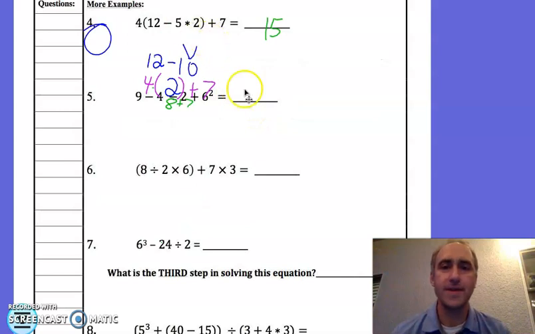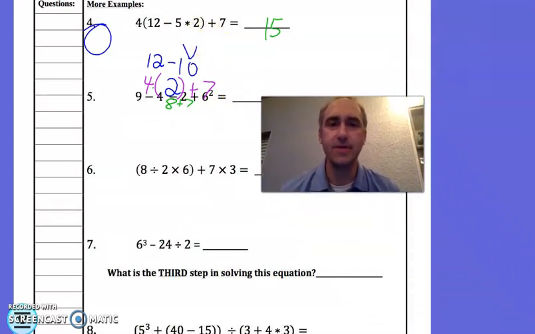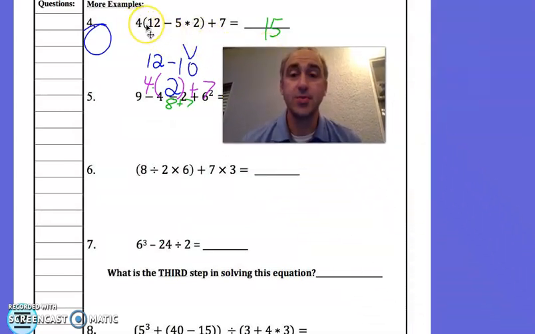This thing we talked about that I want to remind you of is when a number is written next to a parenthesis, it means multiply. We're first going to do everything in the parenthesis, but then we're going to take this answer and multiply it by 4, because 4 is touching the parenthesis.